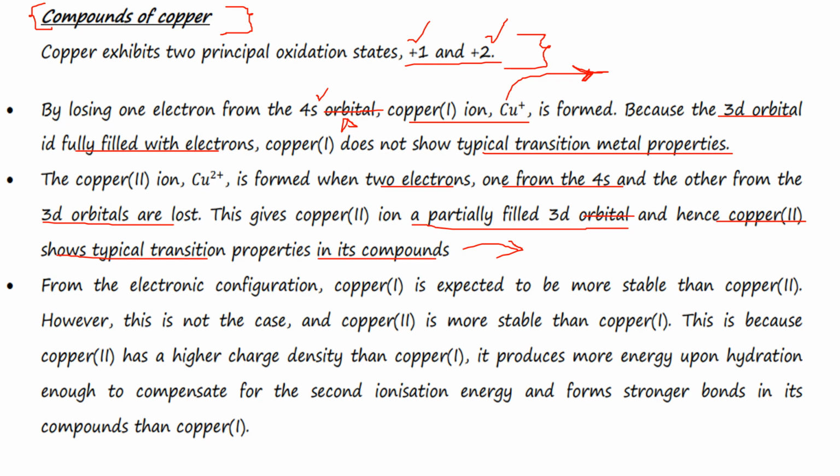Unlike other copper compounds, which exist in the +2 oxidation state and are colored because the 3d sub-energy level is partially filled. So concluding this, from the electronic configuration, copper(I) is expected to be more stable than the copper(II) ion. However, this is not going to be the case.